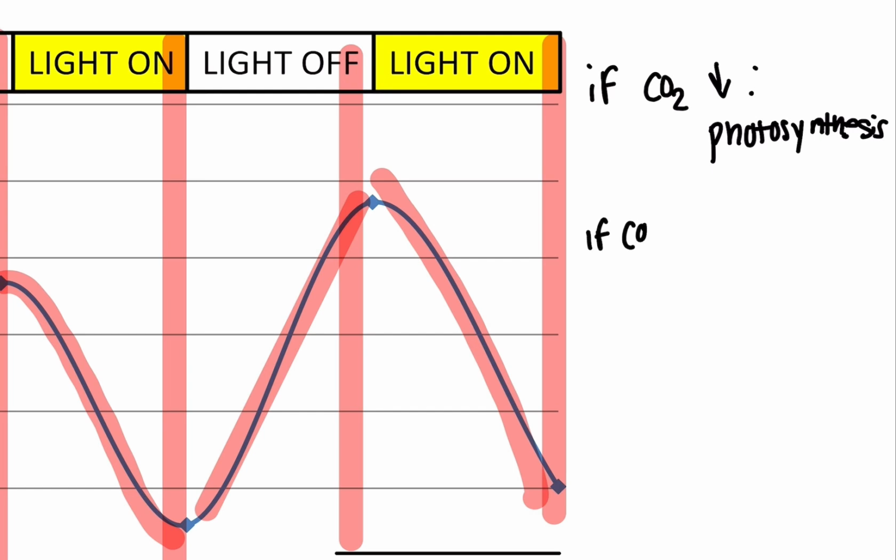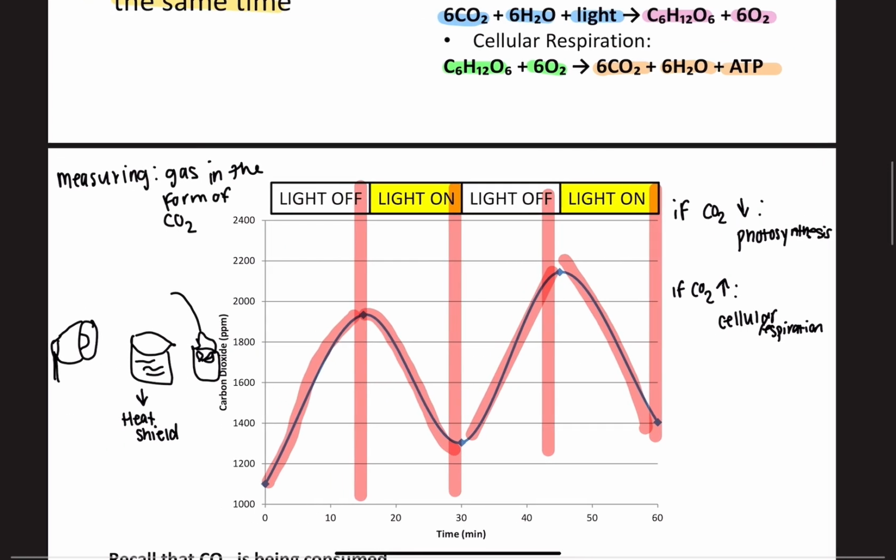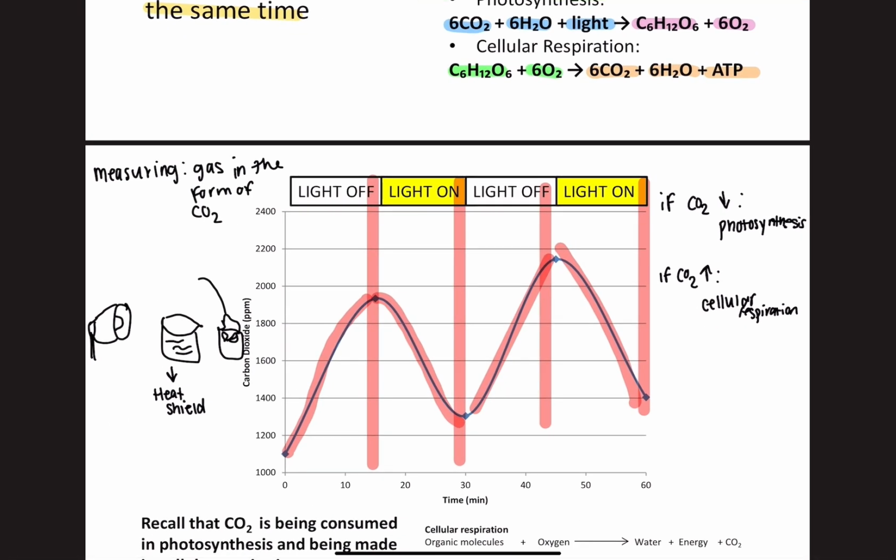If carbon dioxide increased, we had cellular respiration. But we can also determine that if our graph was flat, then neither of these metabolic processes is going to be dominating.